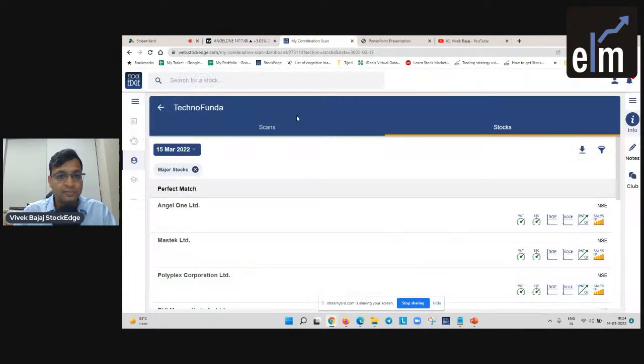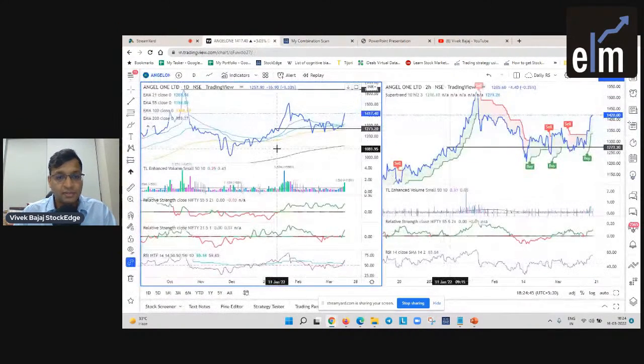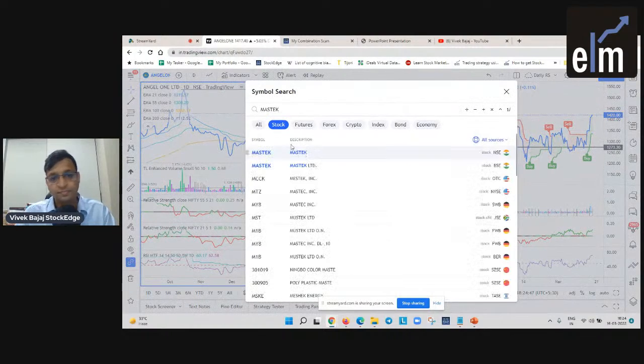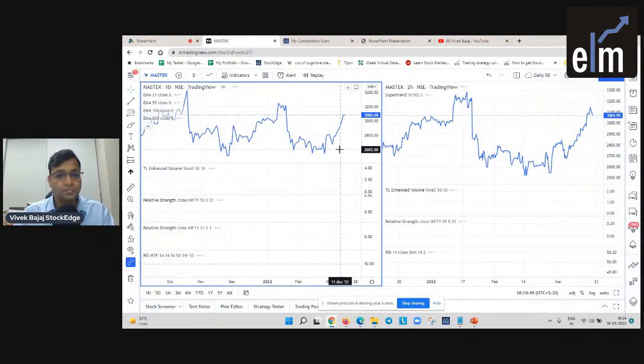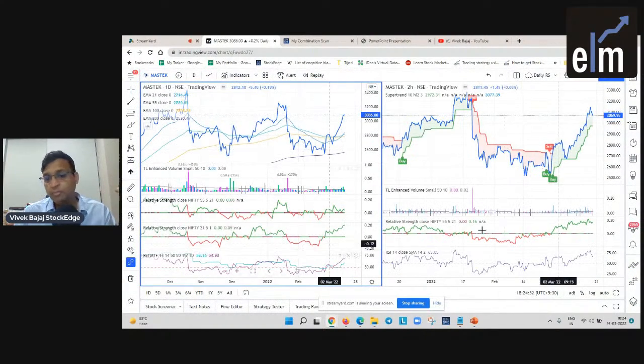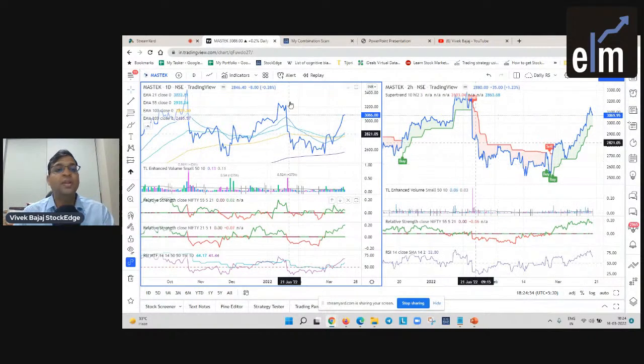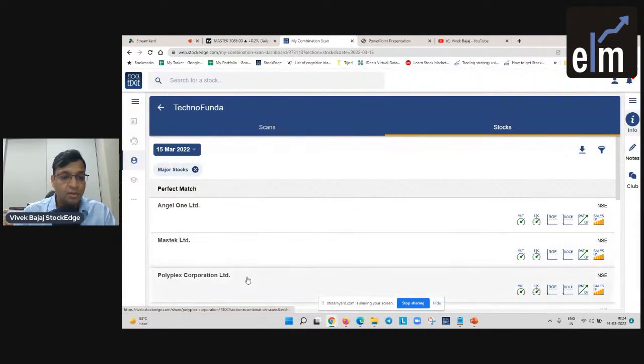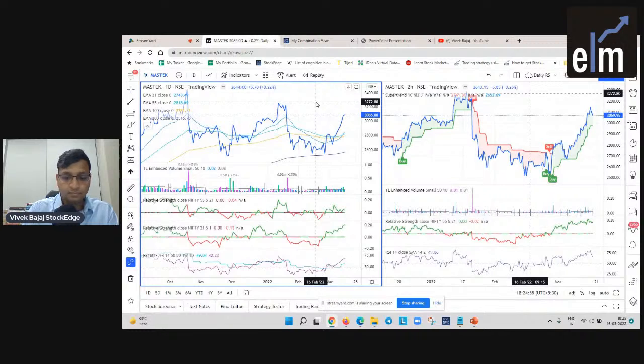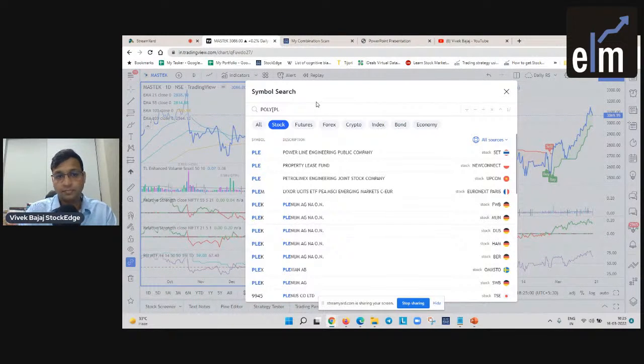Let's see the other stock. Mastek. Let's see what is happening in this. Same. Good momentum, fundamentally good. I will like to build my position in this company. Polyplex.